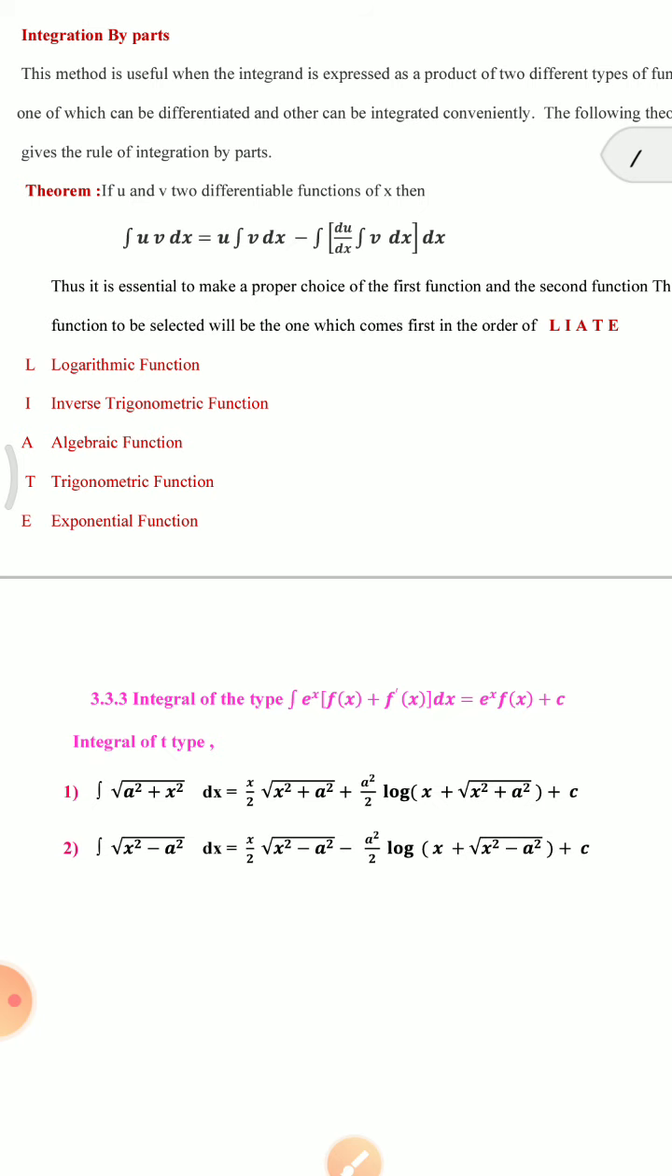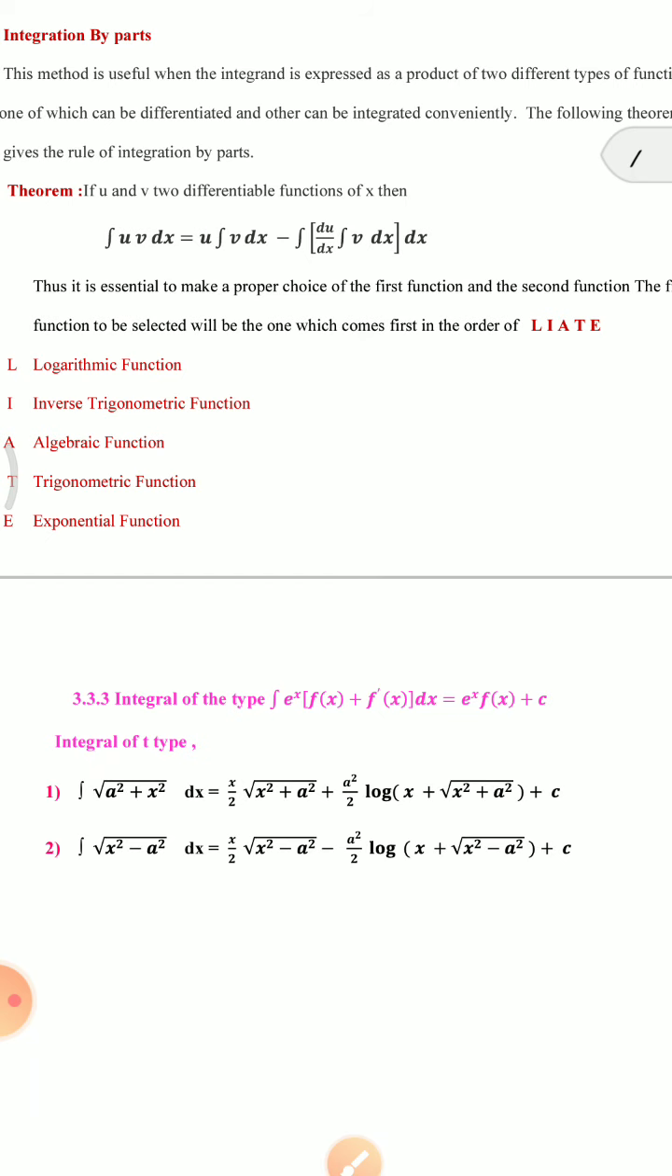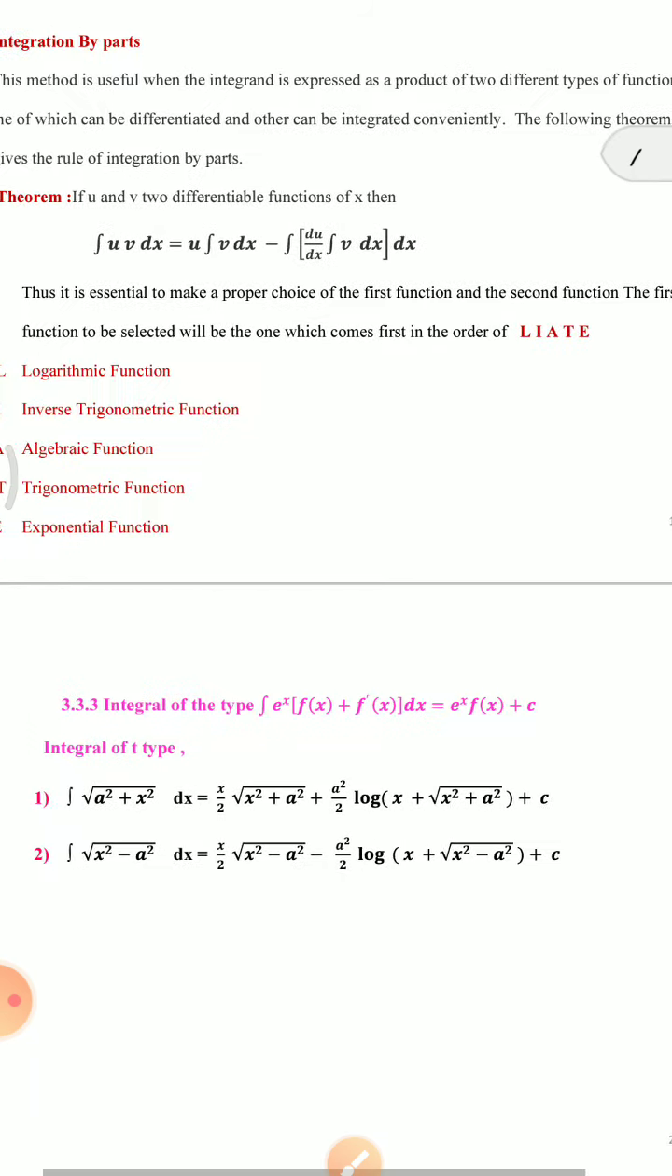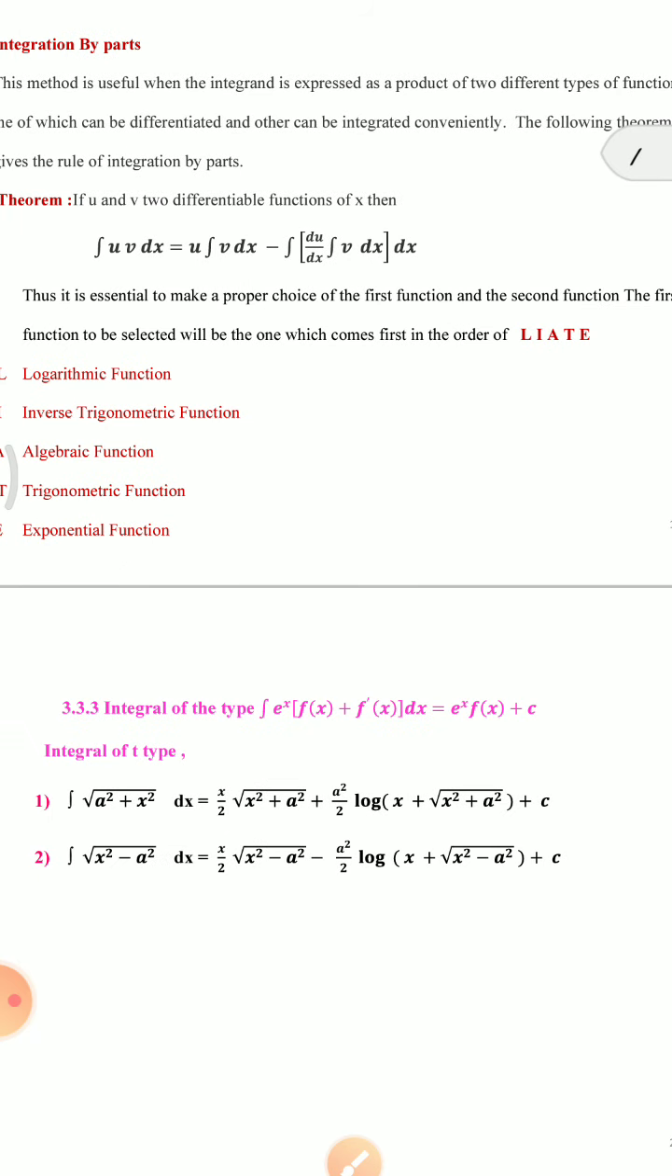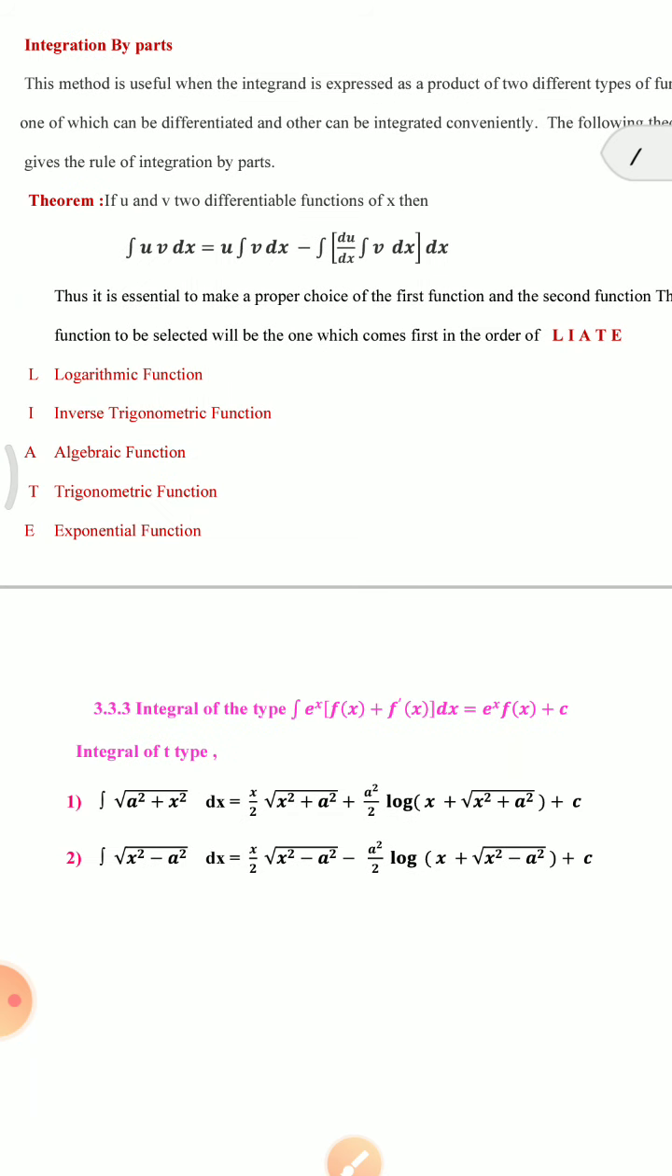Thus, it is essential to make a proper choice of the first function and the second function. The first function to be selected will be the one which comes first in the order of the LIATE rule. That is, L means logarithmic function, I means inverse trigonometric function, A means algebraic function, T means trigonometric function, and E for the exponential function. This we have to see by the integration by parts as a u into v rule.